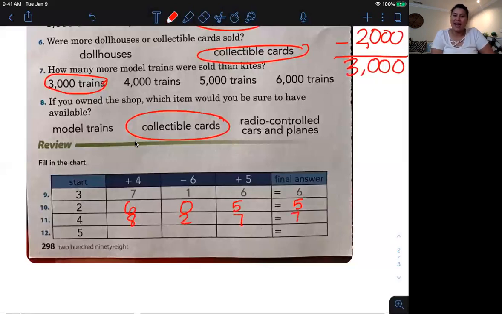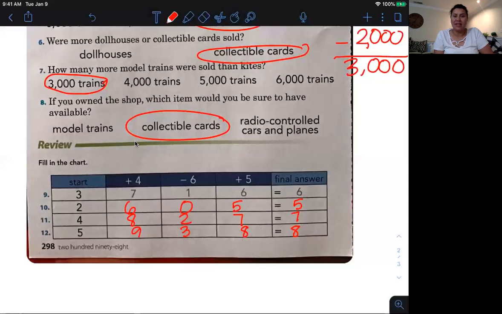All right, Hannah. Let's look at number 12. If I start with 5 and then I add 4, that gives me what? 9. Good job. That's a double minus 1. And from 9, if I take away 6, that leaves me 3. And from 3, if I add 1, 2, 3, 4, 5, that gives me 8. It's my favorite number. So what's the final answer? 8.